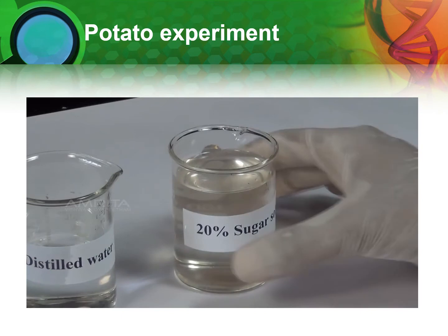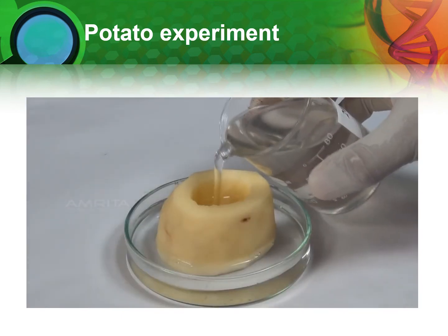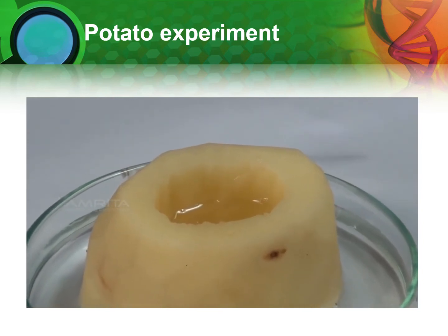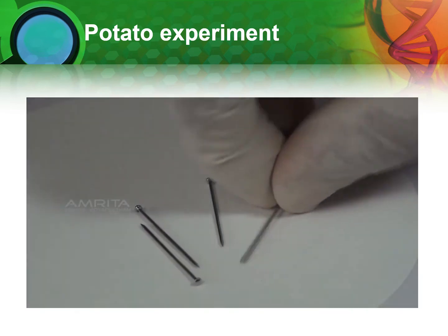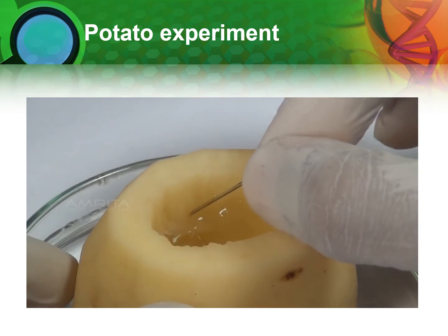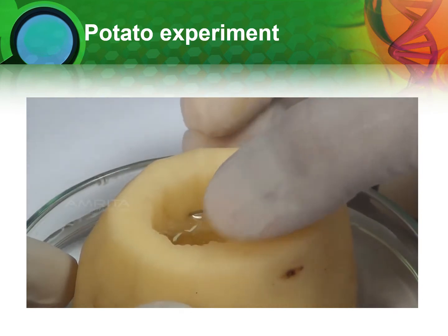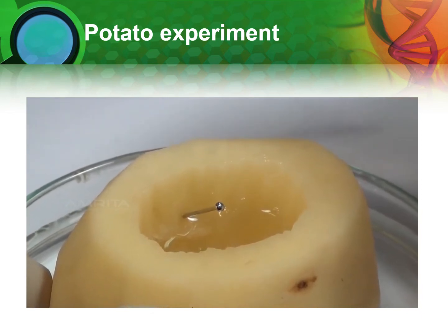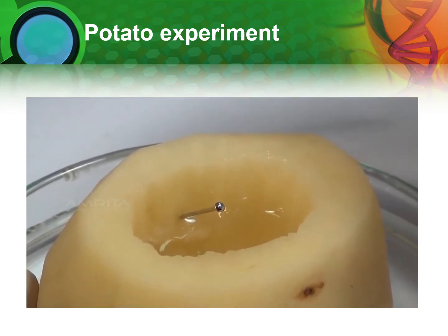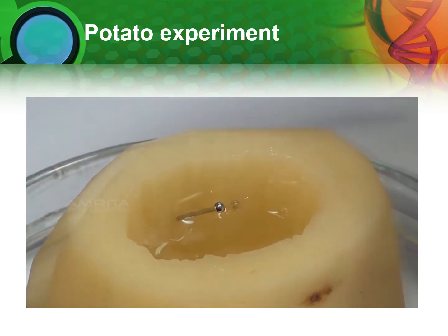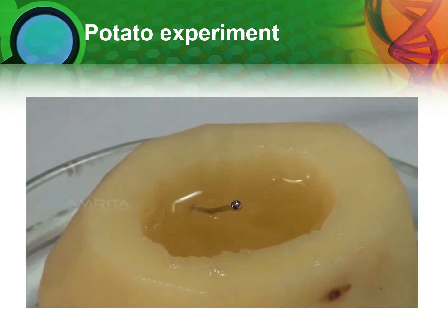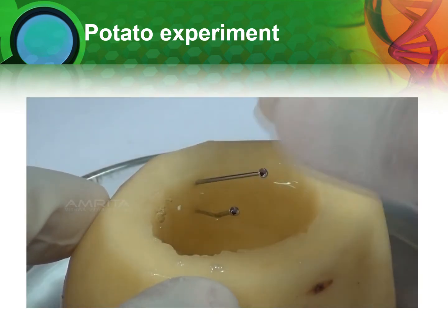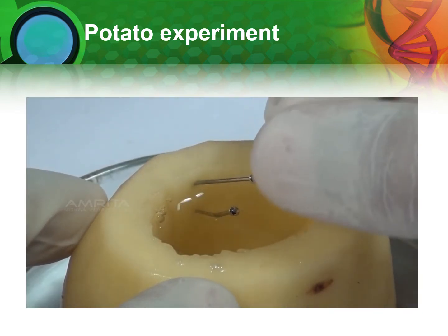Take the beaker containing sugar solution and fill half of the cavity of the potato with 20% sugar solution. Mark the level of sugar solution in the cavity with the help of a pin. The potato now functions as an osmometer. Leave the osmometer undisturbed for about 2 hours. Mark the rise in the level of sugar solution in the cavity with another pin.